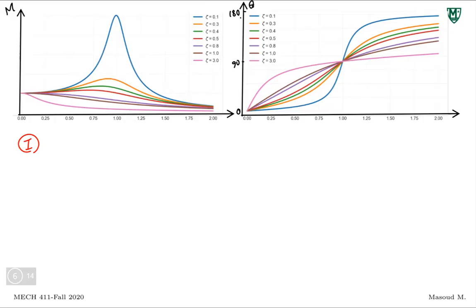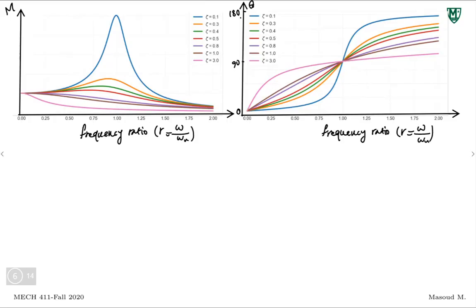Here, let me also name the X axis. So this is frequency ratio, R equals omega over omega n. I'm plotting theta and M as a function of frequency ratio.